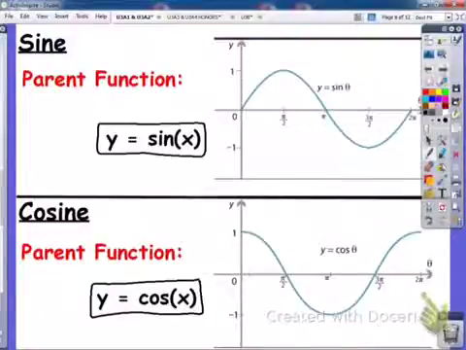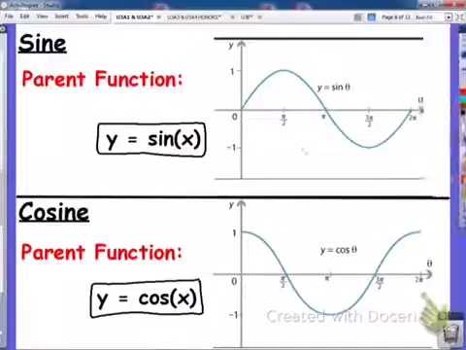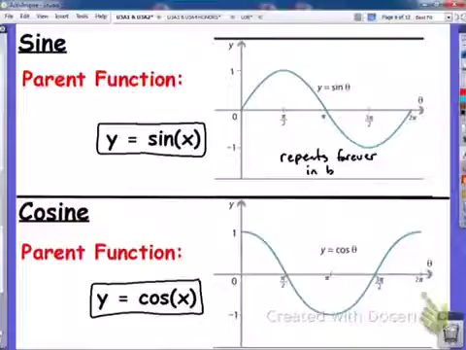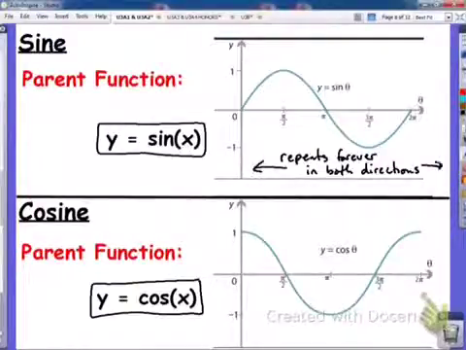Okay, so this is the basic shape. Now, what's interesting here is that this goes on forever. It repeats forever in both directions. That's left and right. So what I'm showing you here is just one snippet, which we call a period. From beginning to end, this is known as one period.